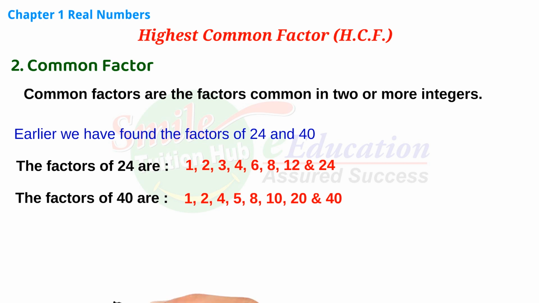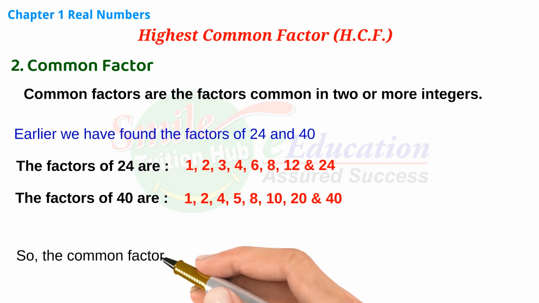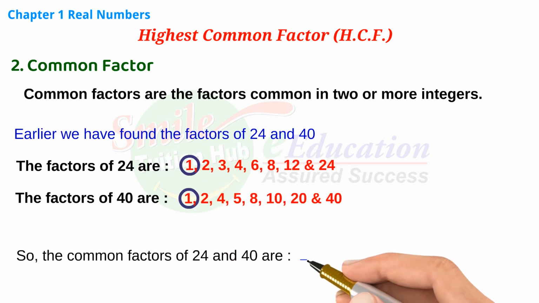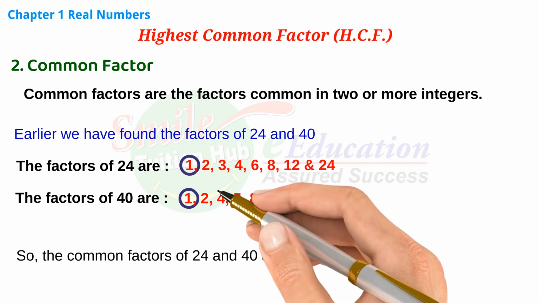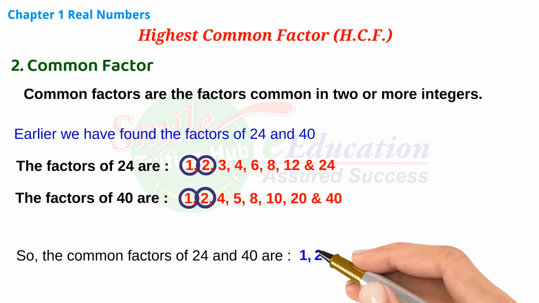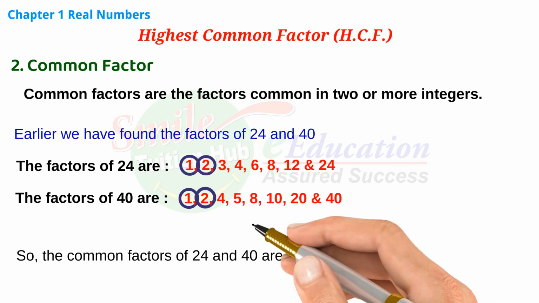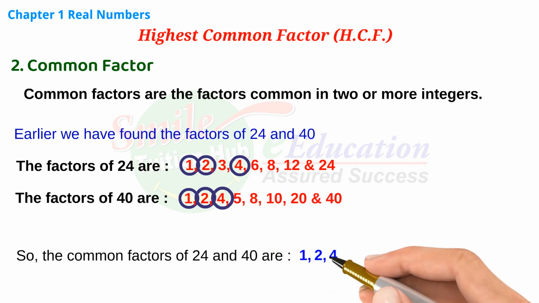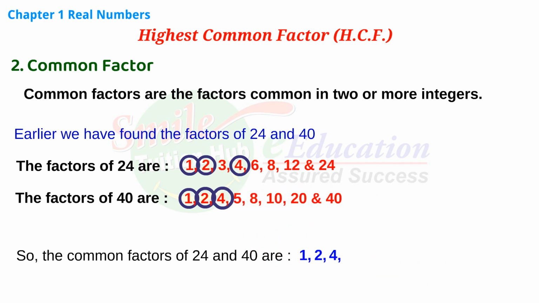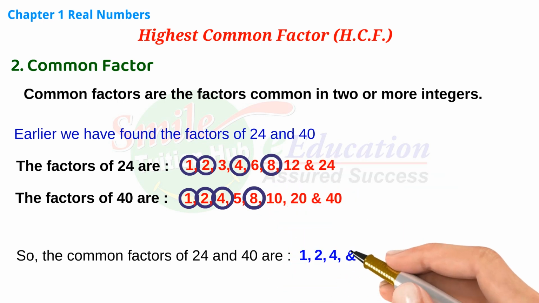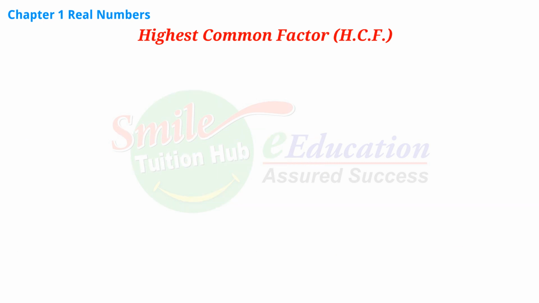We just found them earlier. So the common factors of 24 and 40, that means the numbers common in both the factors of 24 and 40: the first common number is 1. Another number, you can see on your screen, is 2. There is also a number which is in common, that is 4. And the last number common in both the integers is 8. So we can say that the common factors of 24 and 40 are 1, 2, 4 and 8.